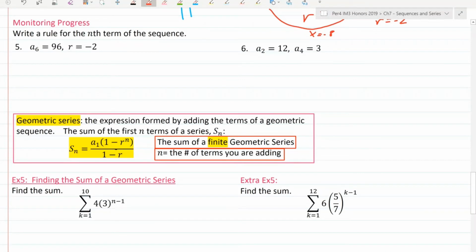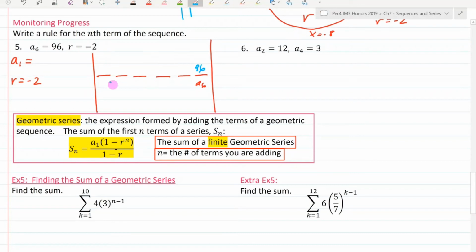All right, so for the monitoring progress, we don't really have as much room. So just be aware of that. You don't really need that much room for the first one because they do give you r. So then when you have the first term, r is equal to negative 2. So the 6th term is 96. 1, 2, 3, 4, 5, 6. So that one is 96.